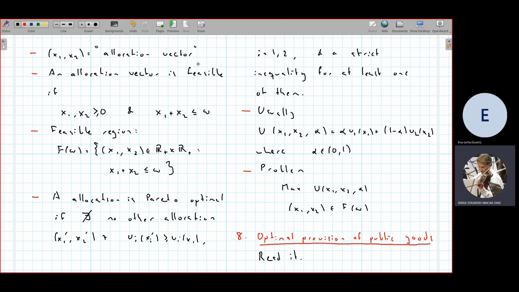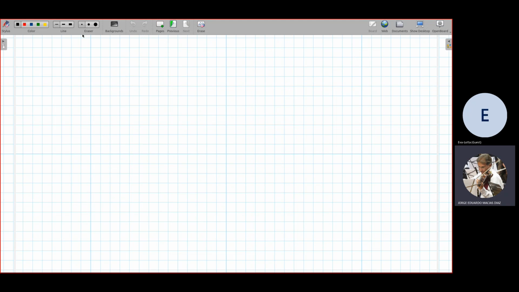And there is another one. May I change the page? Yes, okay. So please read also this next problem, which is optimal commodity taxation.